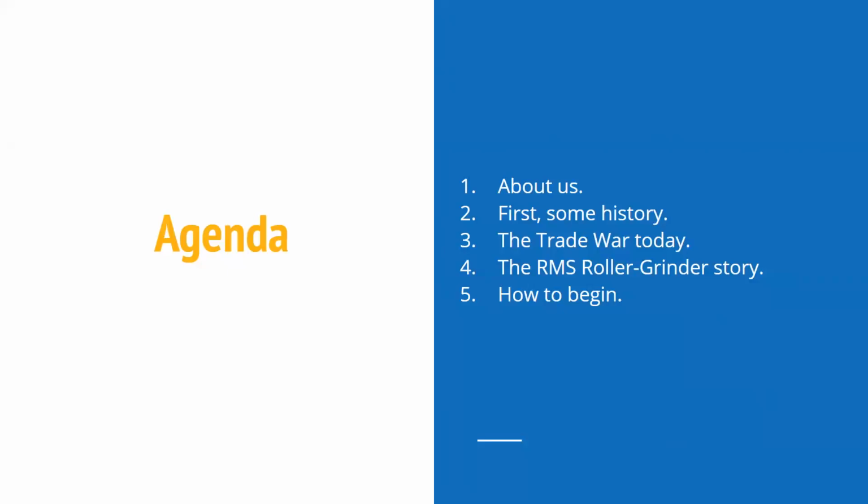A little bit of what we're going to cover today. We're going to talk a little bit about Flywheel. We're going to talk about the history of trade wars and the effect on the economy and manufacturers. And we'll look at what's happening with the trade war today, how it affects you, and what to do about it. And then we'll be talking about the RMS roller grinder story.